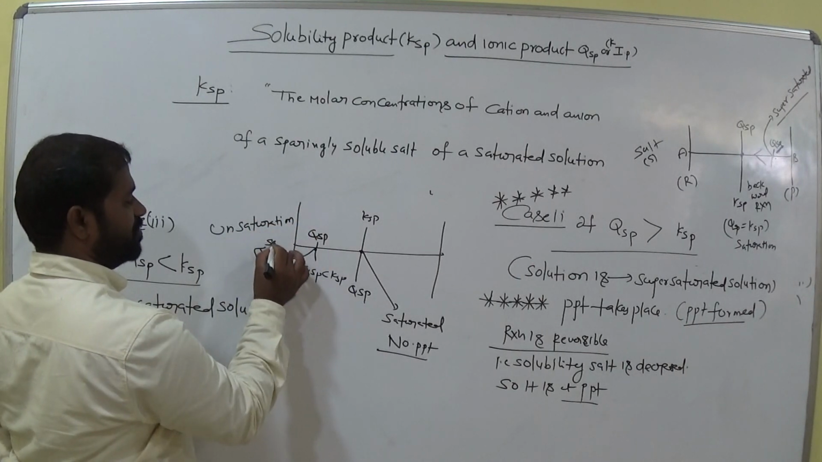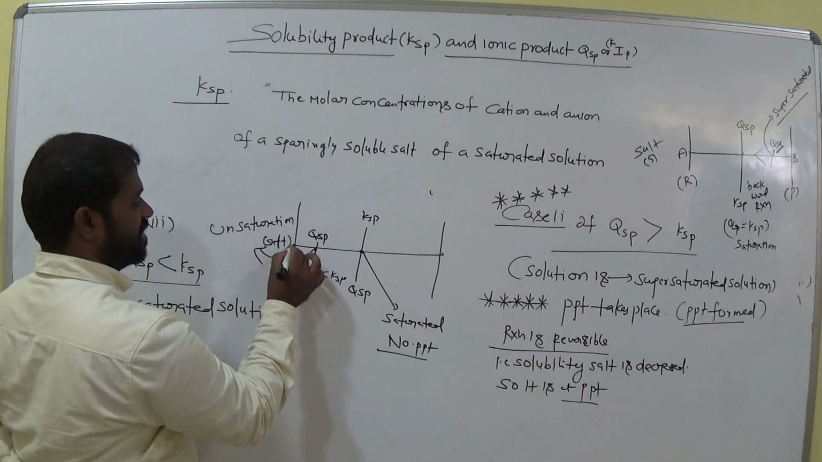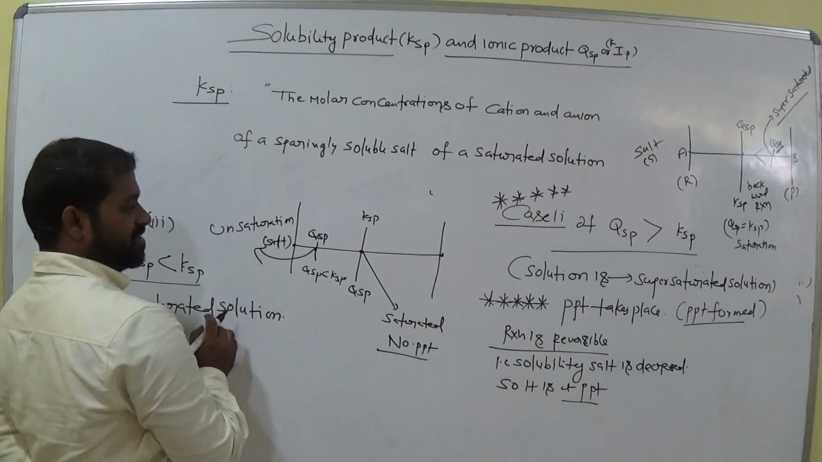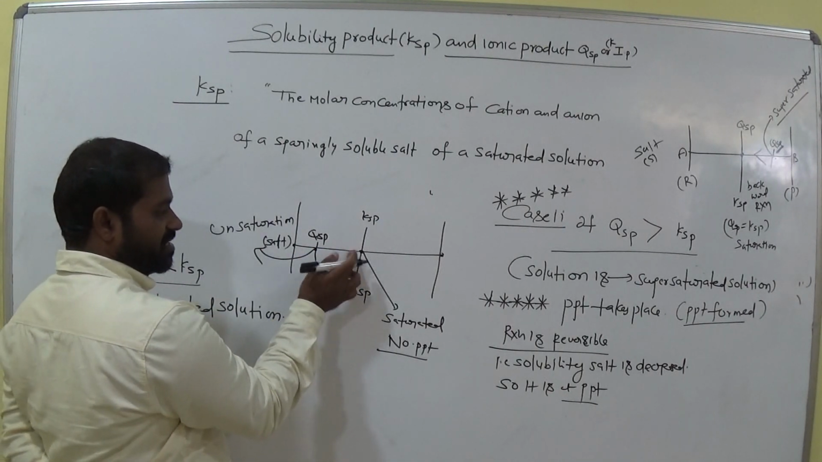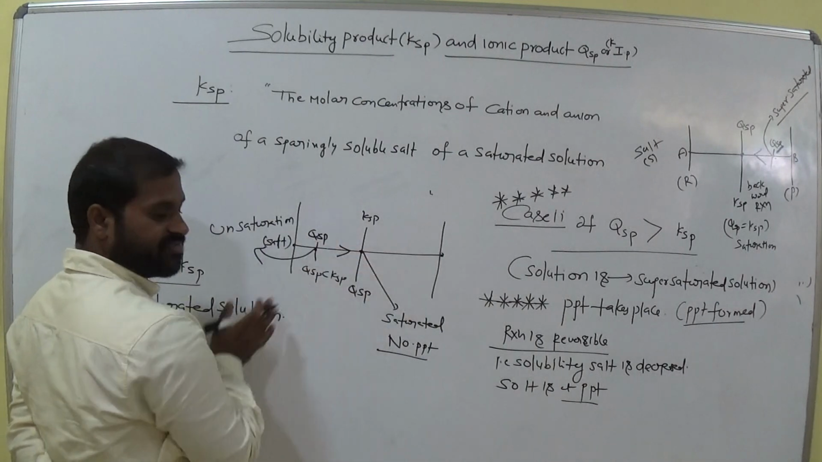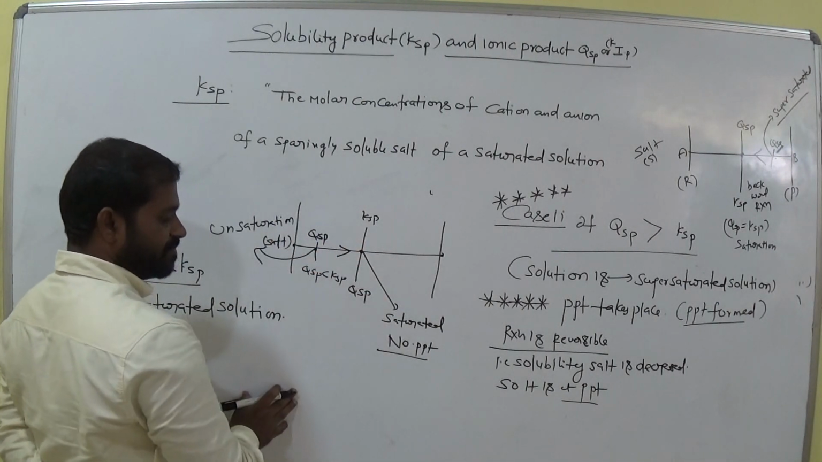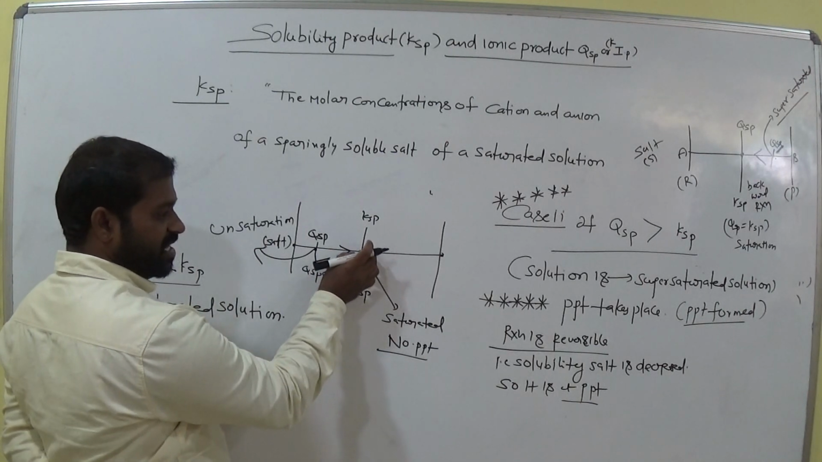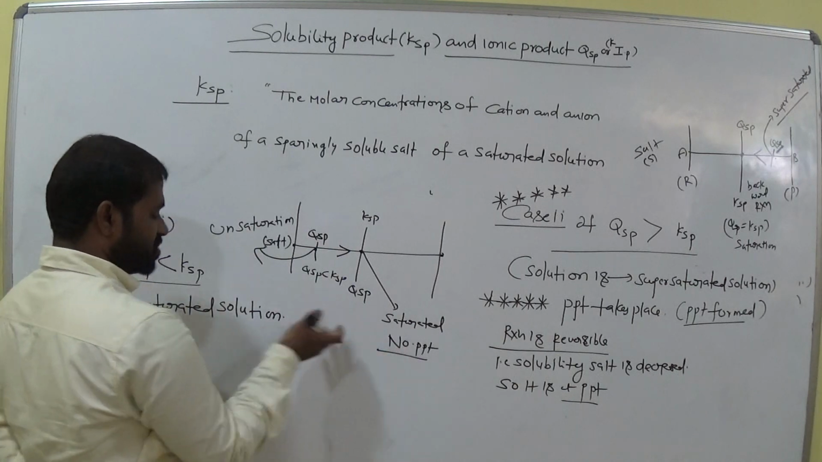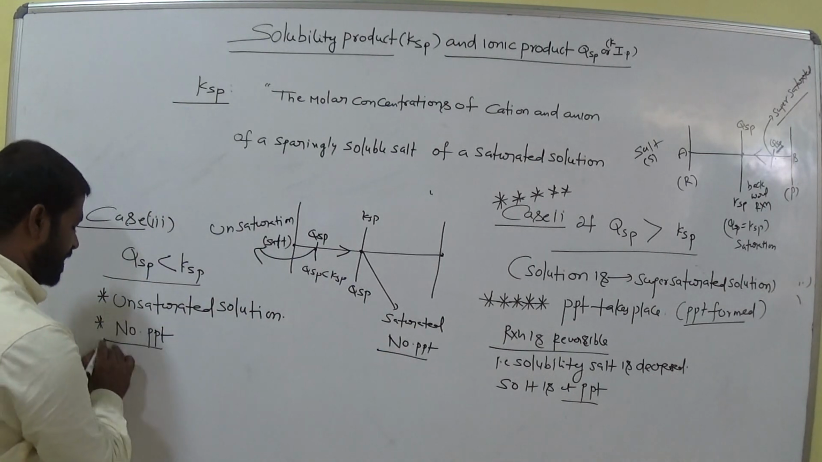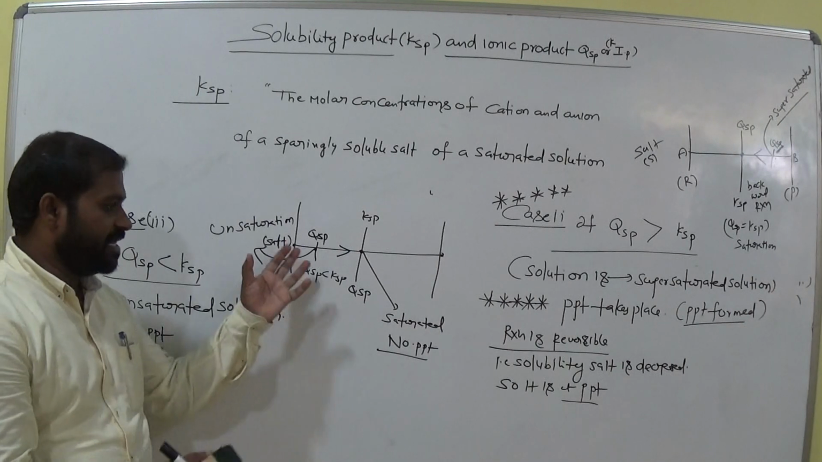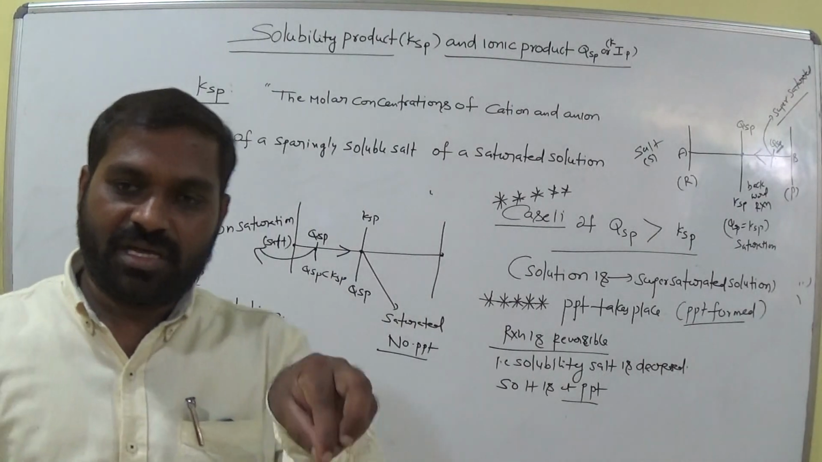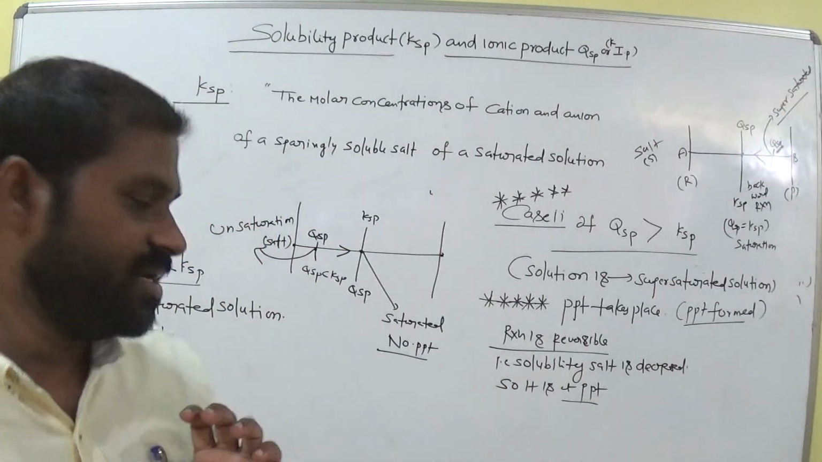Unsaturation. This is salt. This is salt. Am I right? Okay. Unsaturation. So now it tries to get the saturation. That means the direction is towards forward. Am I right? Forward direction takes place. Clear? Forward direction means it gets saturation at this point. Saturation means no PPT. So in case of unsaturation no PPT takes place. Am I right? No PPT. That means more quantity of solute is able to dissolve in the solvent to reach the saturation point.